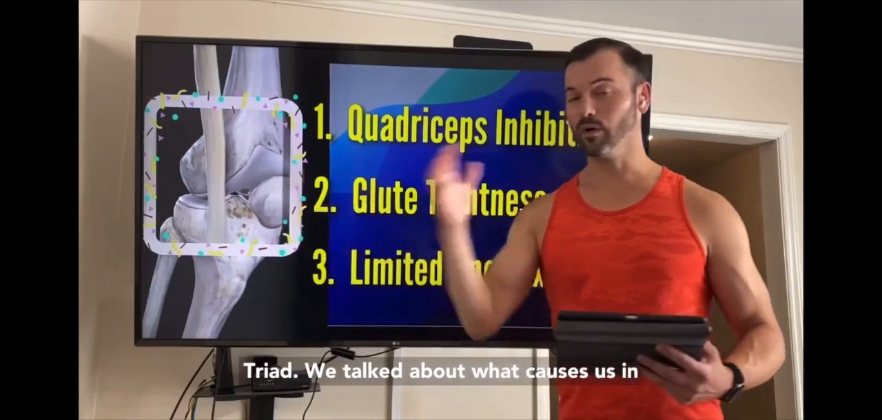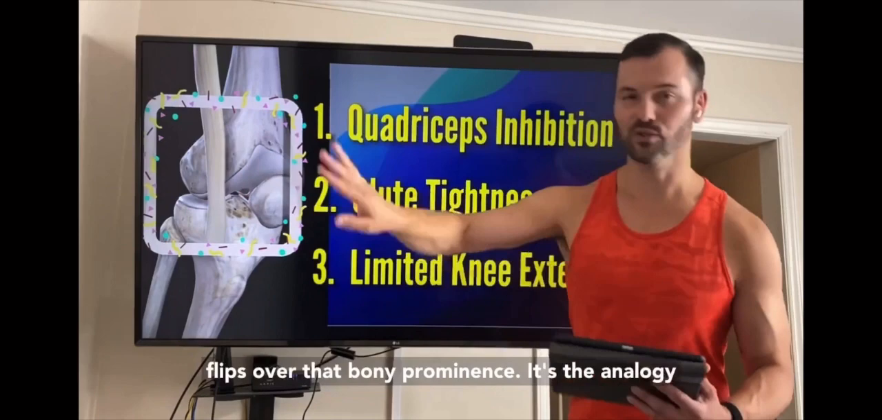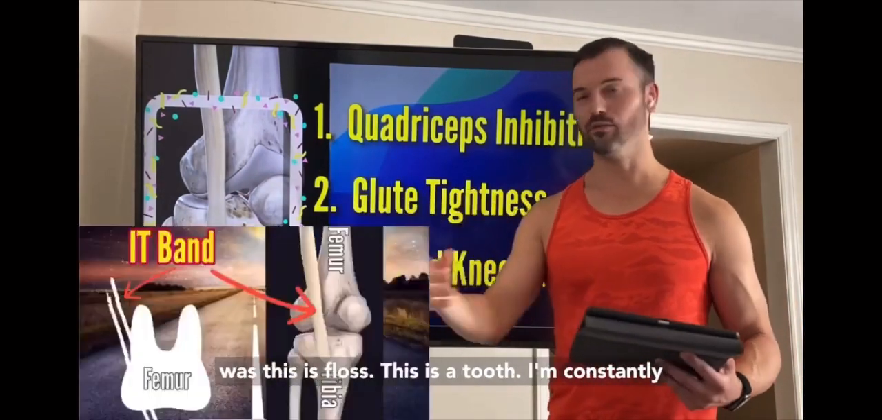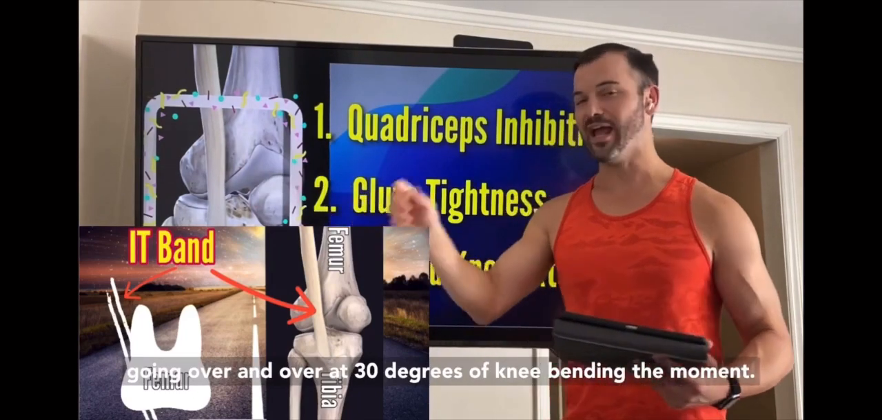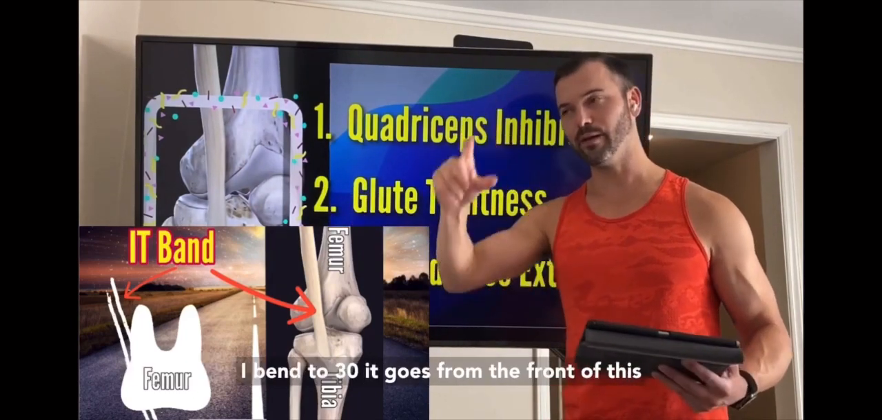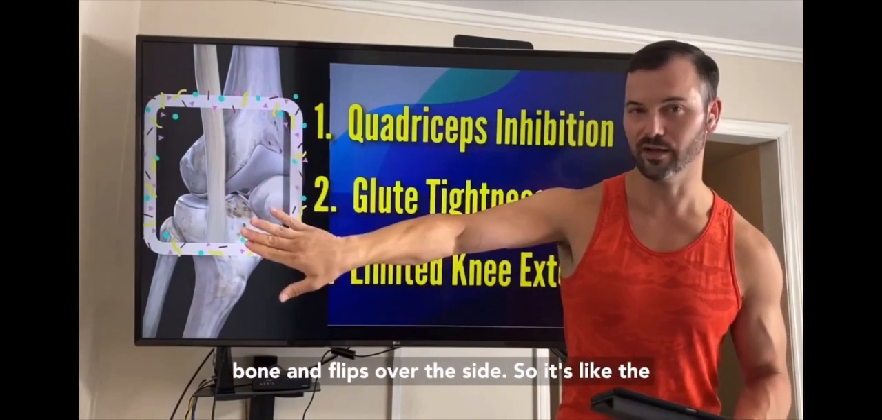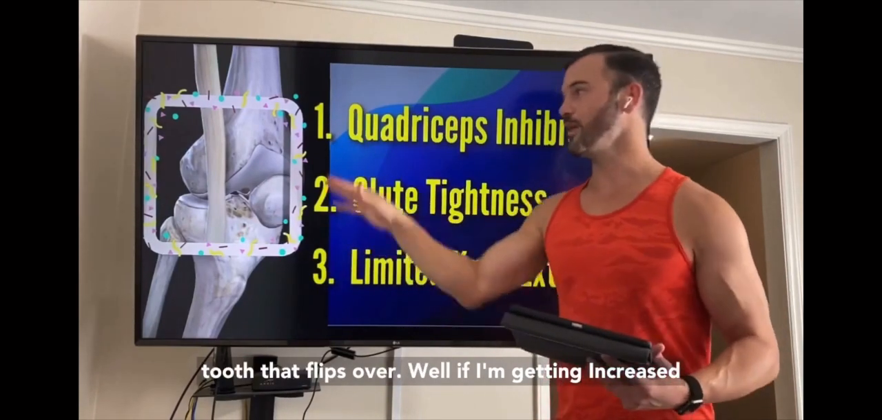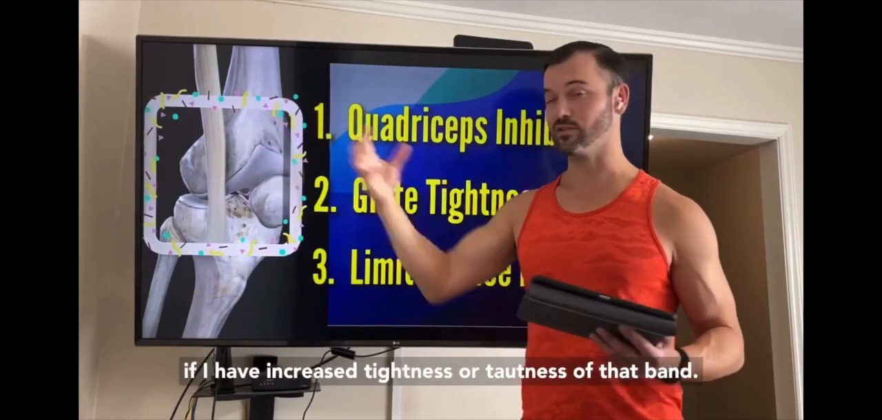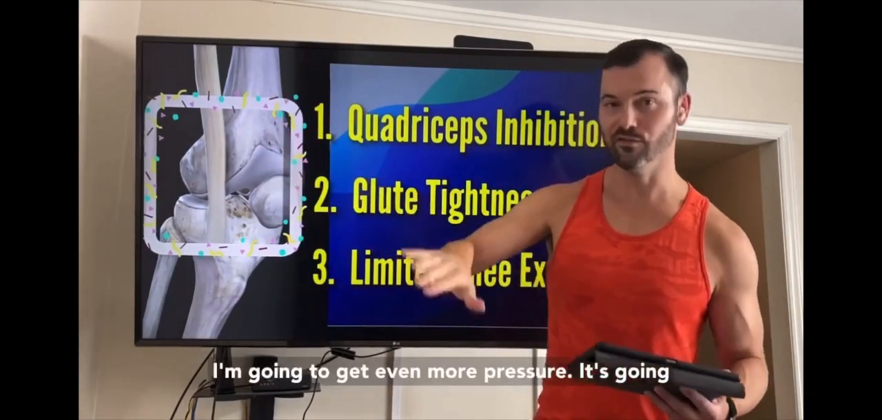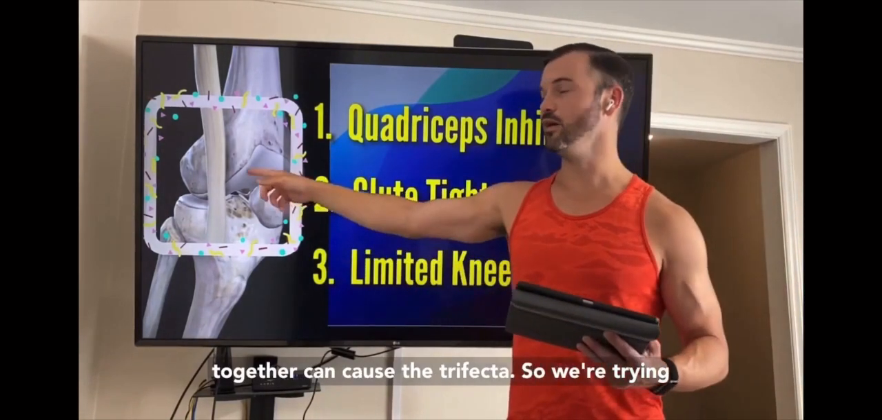We talked about what causes this in the first place. What ITBS is your IT band flips over that bony prominence. The analogy was this is floss, this is a tooth. I'm constantly going over and over at 30 degrees of knee bending. The moment I bend to 30, it goes from the front of this bone and flips over the side. So it's like the tooth, it flips over. Well, if I'm getting increased tension, if I'm pulling down that floss even harder, if I have increased tightness or tautness of that band, I'm gonna get even more pressure. It's gonna wear away even more. So these three things together can cause the trifecta.